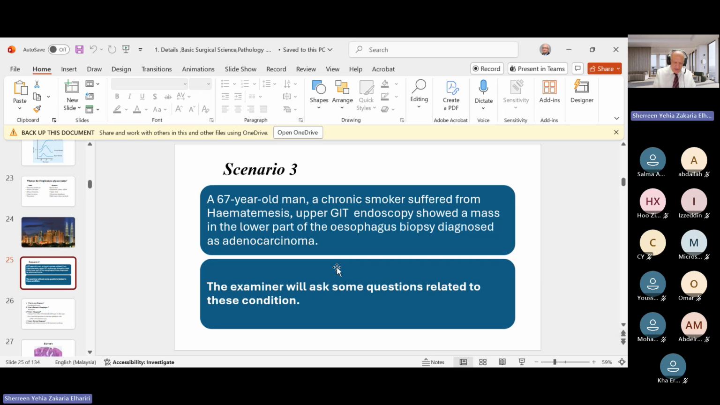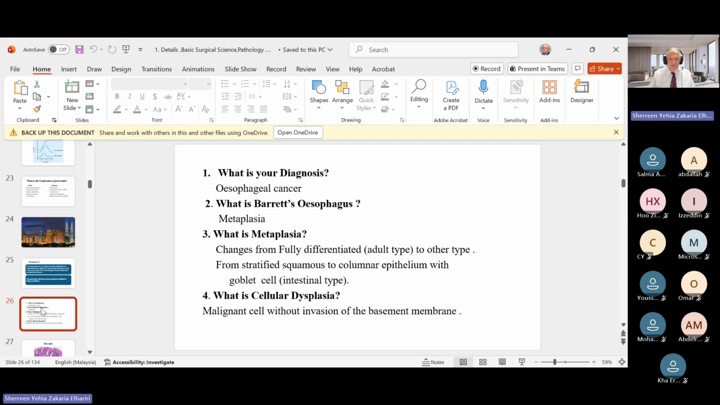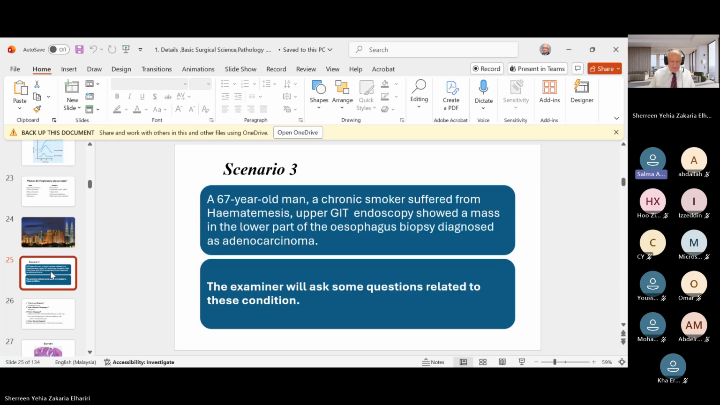So what's your diagnosis? My diagnosis is esophageal carcinoma. Esophageal carcinoma, of course it is adenocarcinoma. Okay. What is Barrett esophagus? It's a metaplasia. What is metaplasia? A change in the lining epithelium from one type to another due to reversible cell injury. Which type to another type? In the esophagus, from non-keratinized stratified squamous epithelium to columnar epithelium with goblet cells.